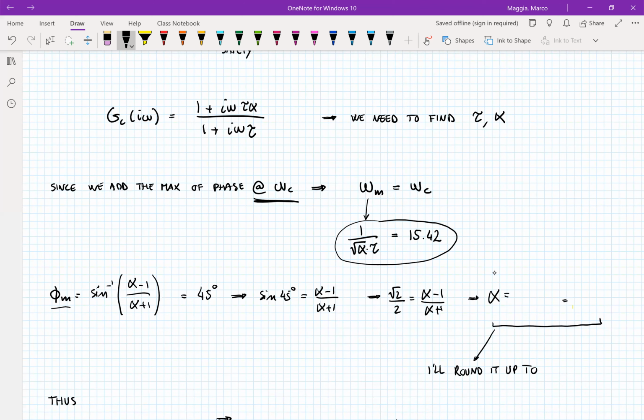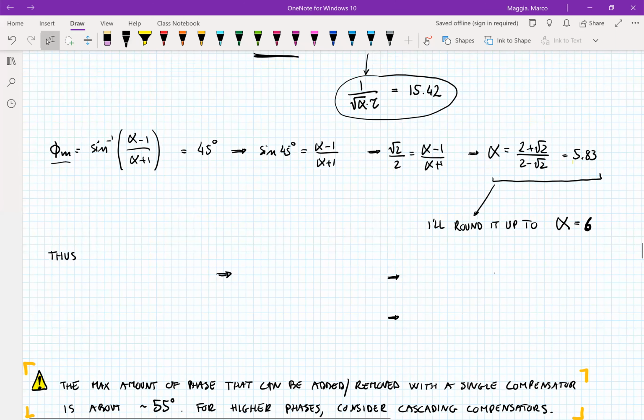And so we have that alpha is (2 plus square root of 2) over (2 minus square root of 2), which is about 5.83. And I can round it up to 6 to be a little more safe. And once again, when you compute alpha, you always want to check that it is greater than 1, because otherwise you've done something wrong. You always expect alpha to be greater than 1 for a phase lead compensator.